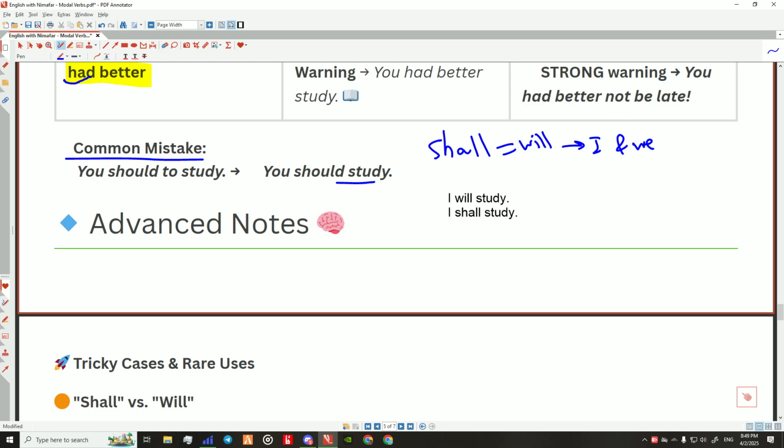He shall go is something else. Something your friends were talking about, should, suggestions, so on and so forth. Different topics. Of course, you know that. But shall, if you use I and we with it, it means I will. I shall never see him again means I will never see him again.